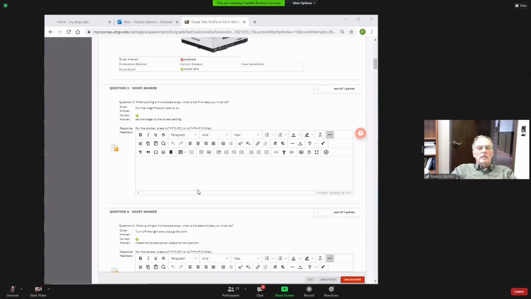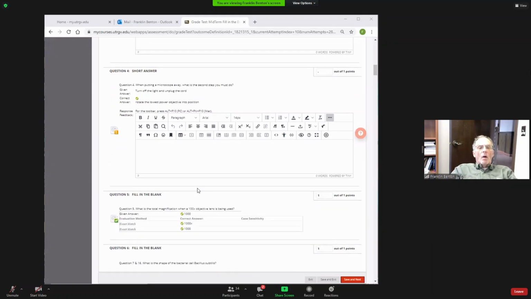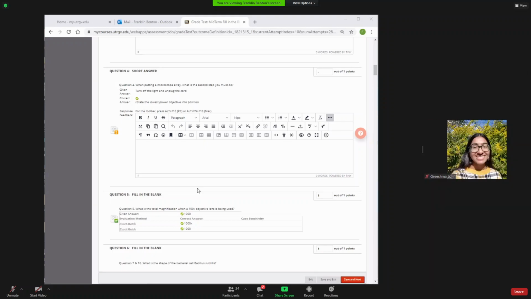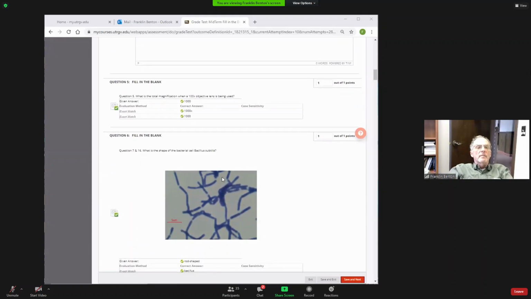Okay, question 5. What is the total magnification when a 100x objective lens is being used? 1,000. 1,000 is correct. Anybody have any problems with that one? Good, because I'm going to keep it at that. Okay, question 6.